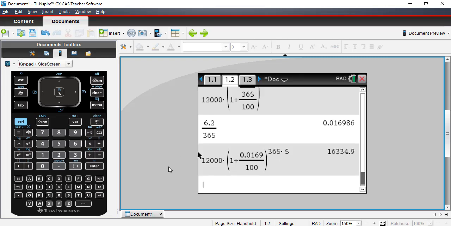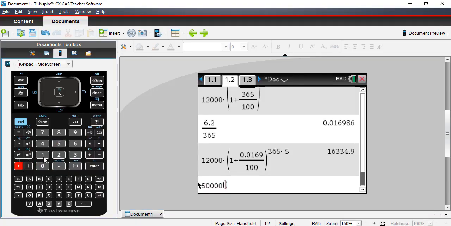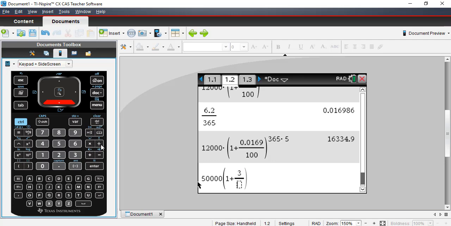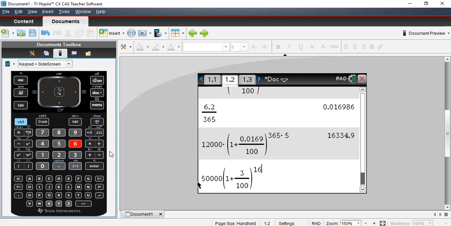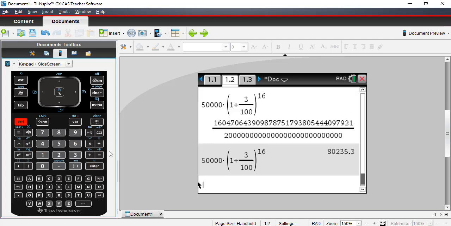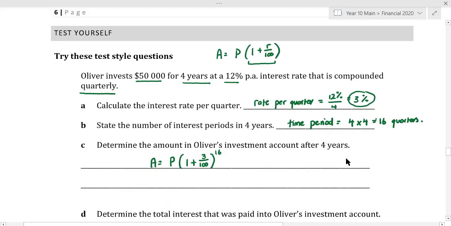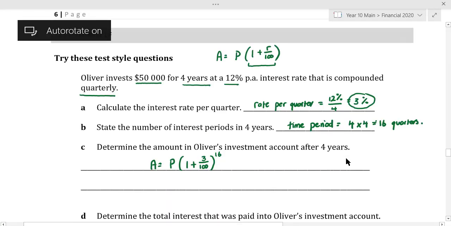Let's go ahead and do that. We start off with $50,000, and we found our rate per quarter. So let's go control divide 3 over 100, 3% per quarter. And that's to the power of 16. That gives us $80,235.30.